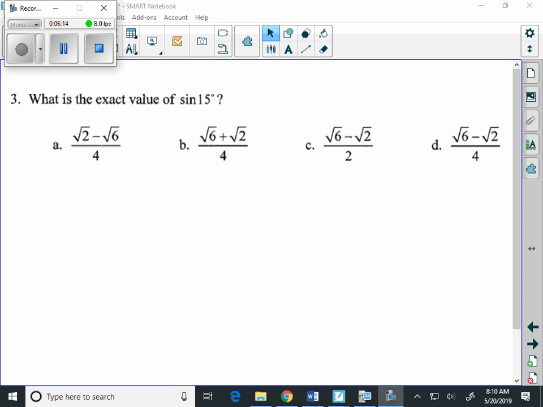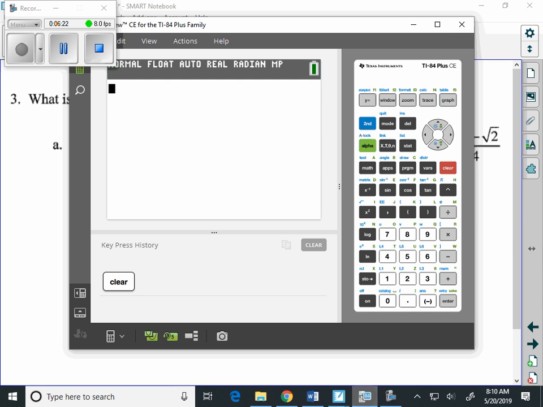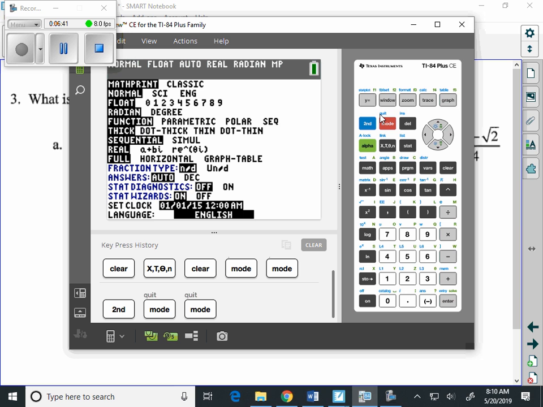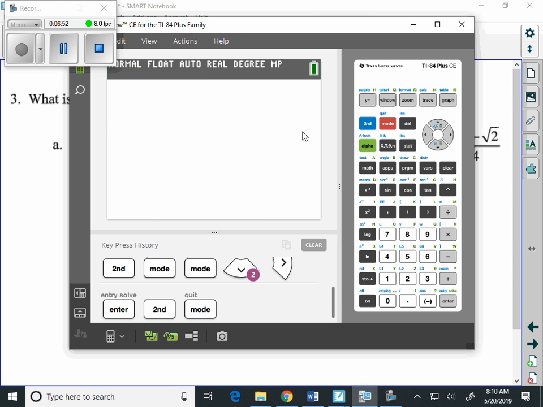What is the exact value of sine of 15? Well, for non-Inspire calculators, we can use our calculator on this particular problem to figure out the answer. We need to be in the correct mode. So I'm going to go to mode. Okay, I was in the right space. Down here we're in radians, but we need to be in degrees. So I'm going to change to degrees, and then we'll click out of there.